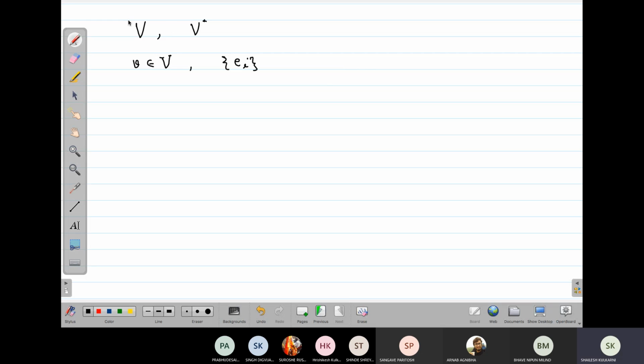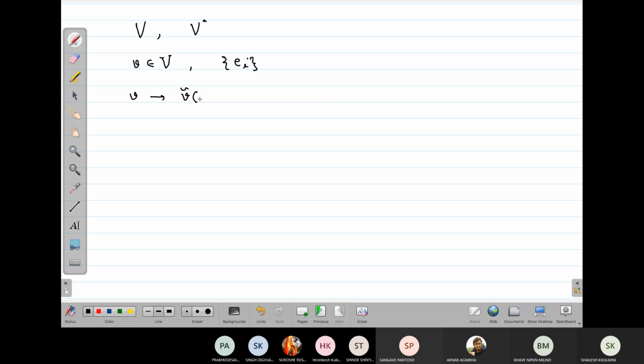Okay, so corresponding to this vector V, I will define a dual vector V tilde in the following way. The dual vector, by definition, is supposed to act on a vector to get a number. It is a linear function, so it will act on a vector and I will get a real number.